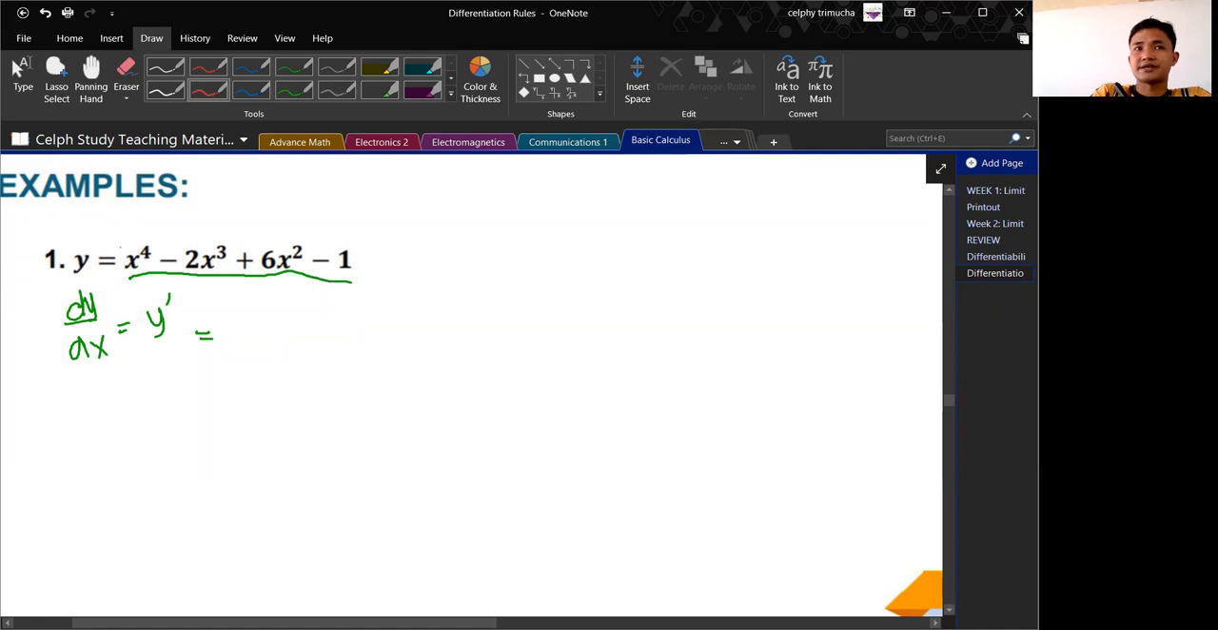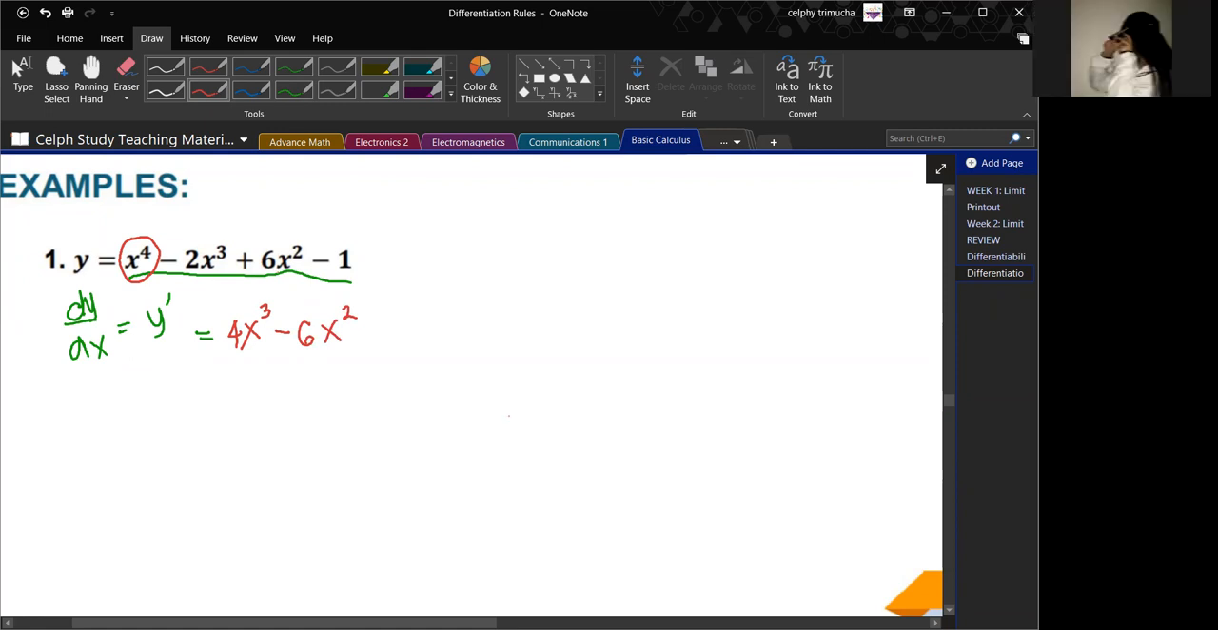What is the derivative of x to the fourth? 4x raised to the power of 3. How about the negative 2x cubed? Negative 6x squared. For 6x squared, plus 12x. For negative 1, what is the derivative? 0, since it is a constant.